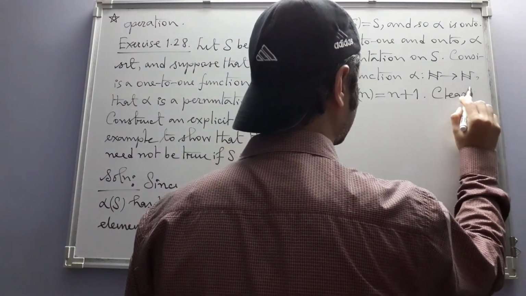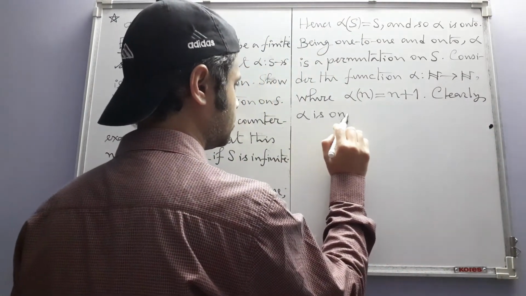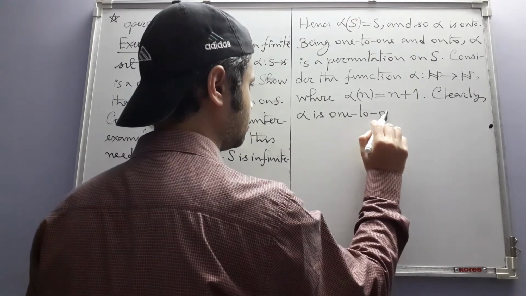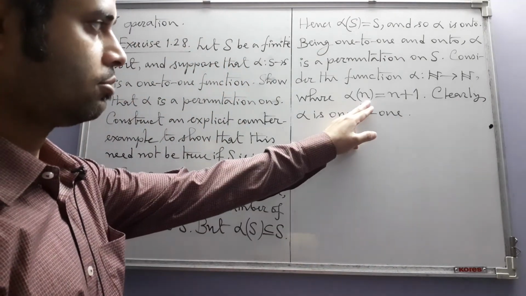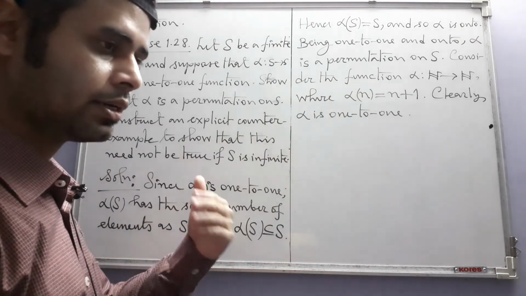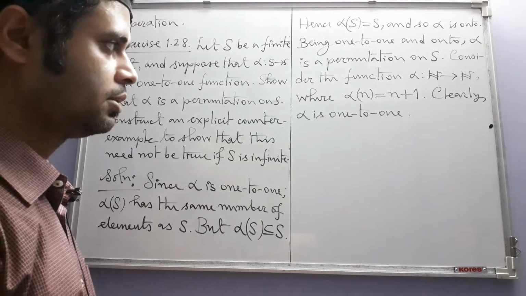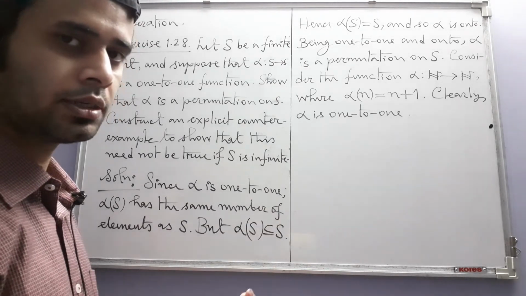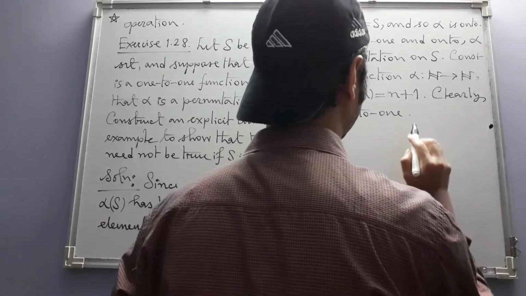Clearly, alpha is one-to-one, which you can almost immediately see. You take two distinct natural numbers; their next natural numbers, which you obtain by adding 1 to them, are also distinct. So different inputs have different outputs. So this function is one-to-one.